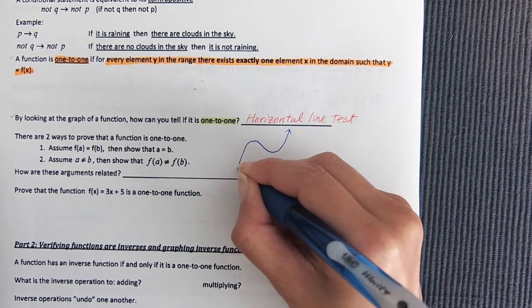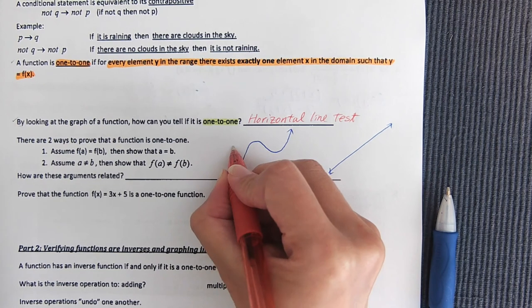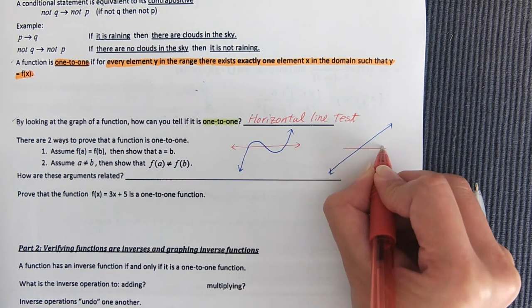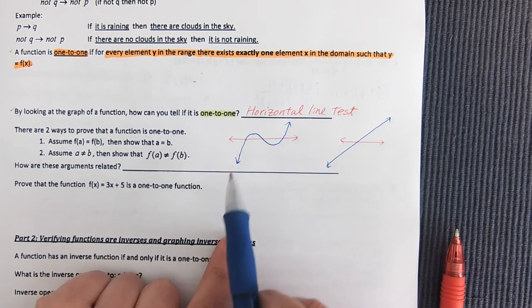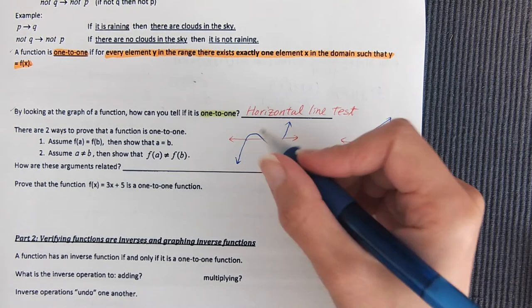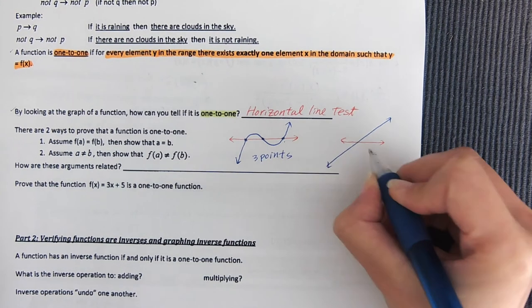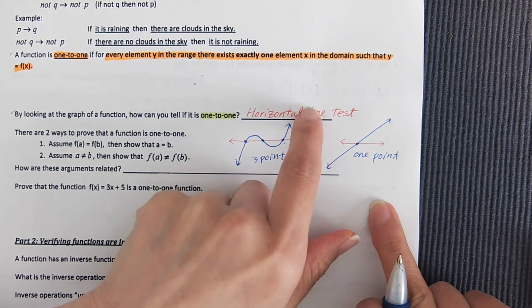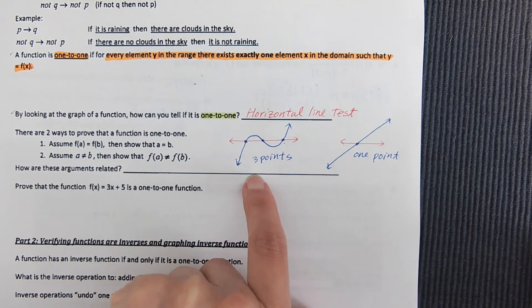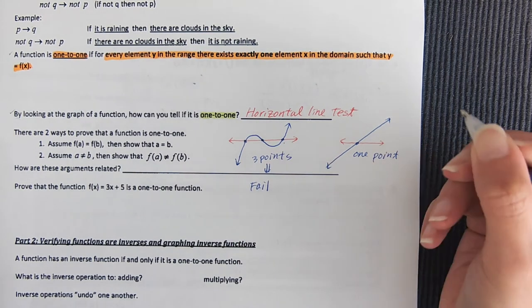Let's say I have a graph. We're going to draw a horizontal line. Think about how many points you are crossing. Here it's 1, 2, 3 points. Here it's 1 point. If you cross only one point, you can say it's a one-to-one function. If you cross more than one, it's not a one-to-one function. So this one fails, and this one is okay.